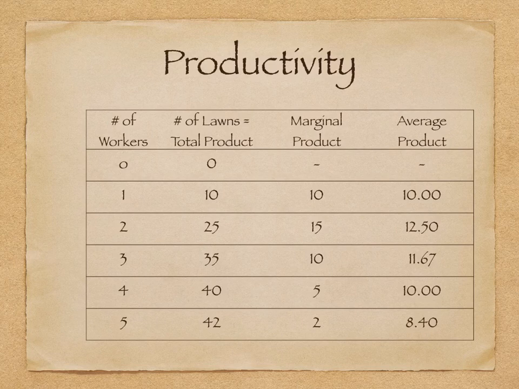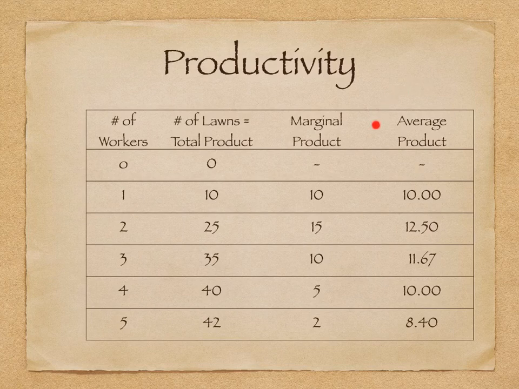The third worker added 10. The fourth worker added 5. And the fifth worker only added 2 goods. So we can see here, by looking at this data, that the law of diminishing marginal returns sets in with the third worker, because this is the first point where the marginal productivity has decreased compared to the previous worker.